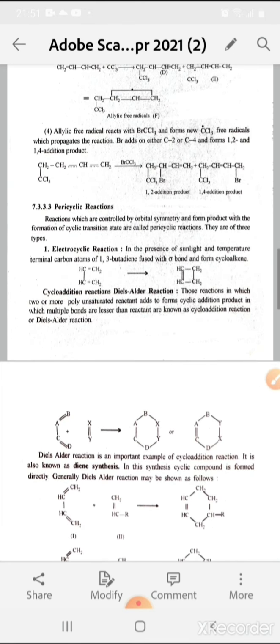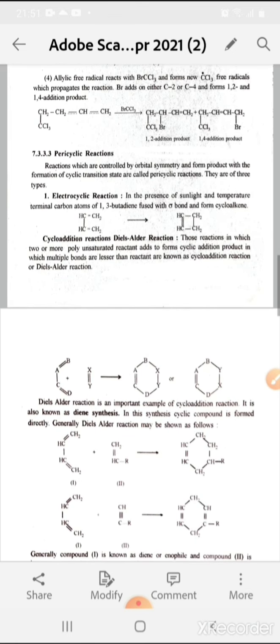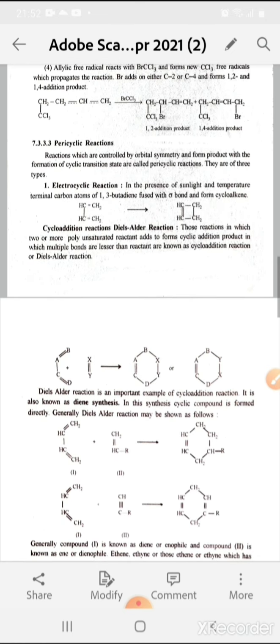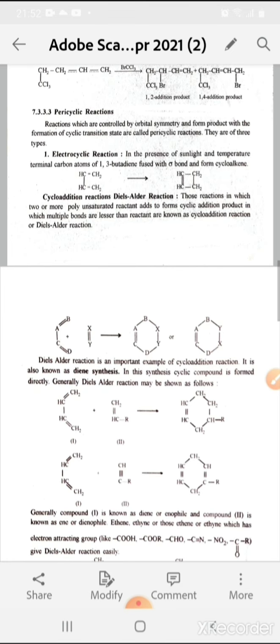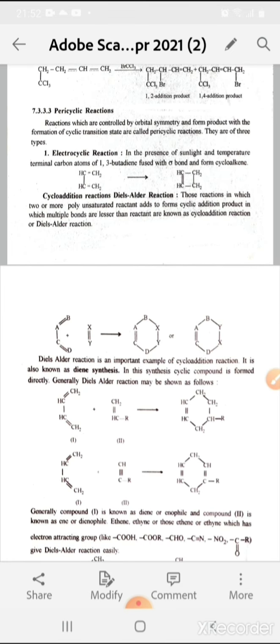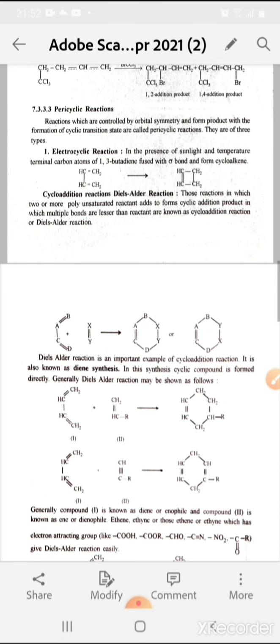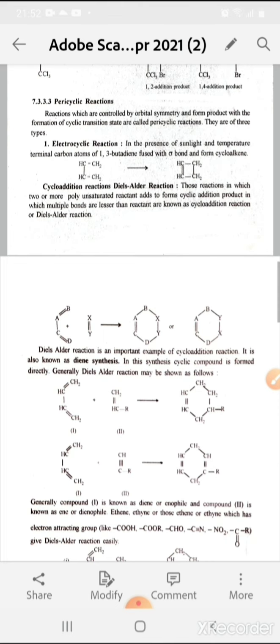Now we come to the next type of reaction, that is pericyclic reactions. Reactions which are controlled by orbital symmetry and form products through a cyclic transition state are called pericyclic reactions. There are three types. First, electrocyclic reactions. In the presence of sunlight and temperature, terminal carbon atoms of 1,3-butadiene fuse with a sigma bond and form a cycloalkane. So we see that 1,3-butadiene in the presence of sunlight and temperature forms cyclobutene.